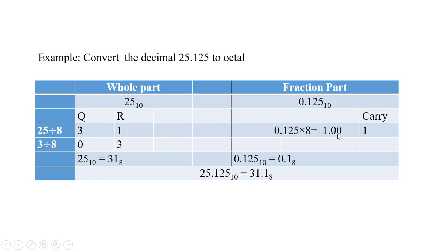0.125 multiplied by 8 gives 1.00. The fraction part of this product is 0, so this is the stopping criteria. There is no need to further multiply the fraction part. This is the carry digit which will be a part of our octal number. This is the repeated division to convert 25 to octal. When we combine 31 octal and 0.1 octal, we get 31.1. So 25.125 is equal to 31.1 in octal.